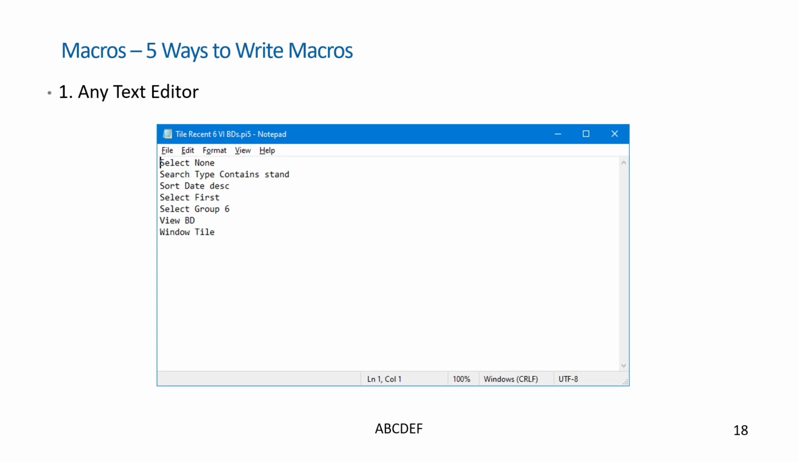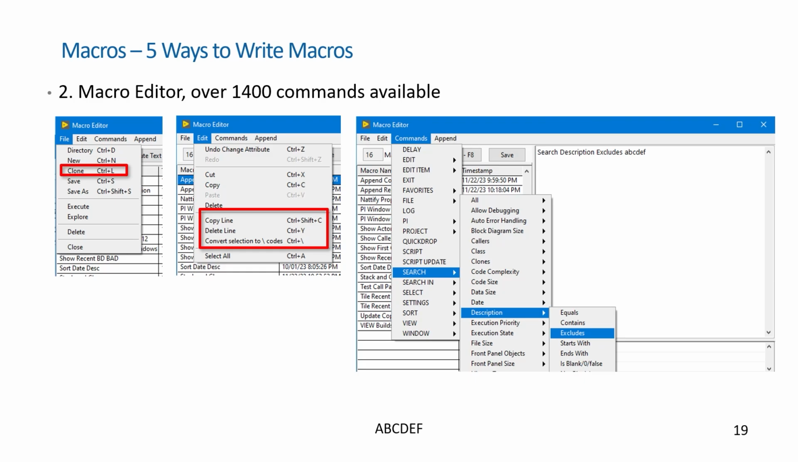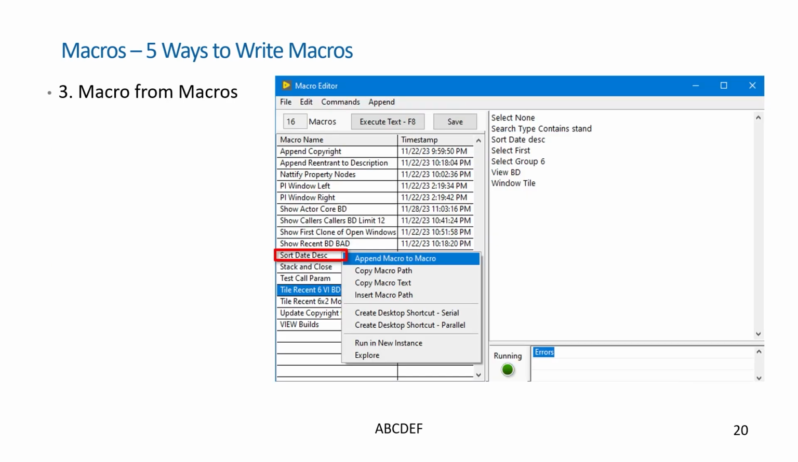Here are 5 ways to write macros. Any text editor can write a macro. The macro editor has a drop-down menu with all available commands. There are also several powerful time-saving editing features. Macros can easily be combined into new macros.